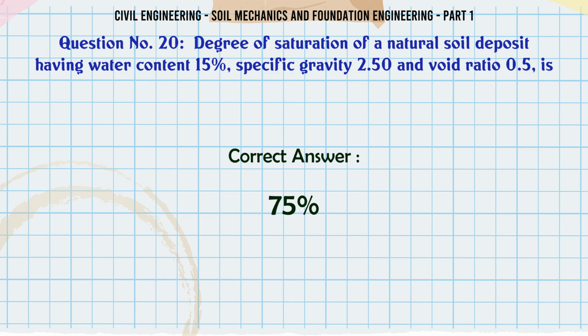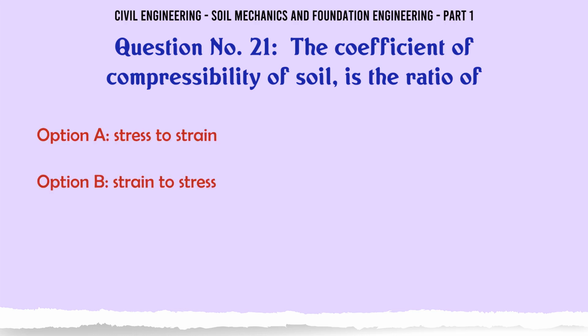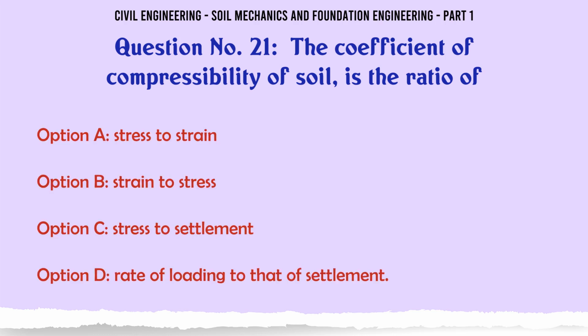The coefficient of compressibility of soil is the ratio of: A. Stress to strain, B. Strain to stress, C. Stress to settlement, D. Rate of loading to that of settlement.